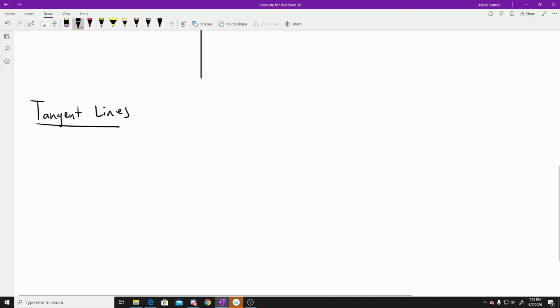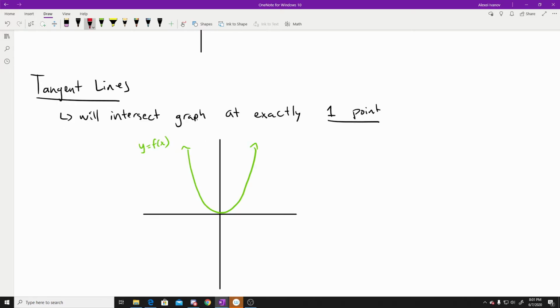Now, tangent lines are somewhat similar to secant lines. However, the only difference is that they will intersect a graph at exactly 1 point. To give a visual as to what a tangent line will look like, we can pick a point, let's say here, and we can draw a line that will only touch this point once. Something like this. As you can see from this line, it varies from what a secant looks like because it only intersects the graph at this 1 point.